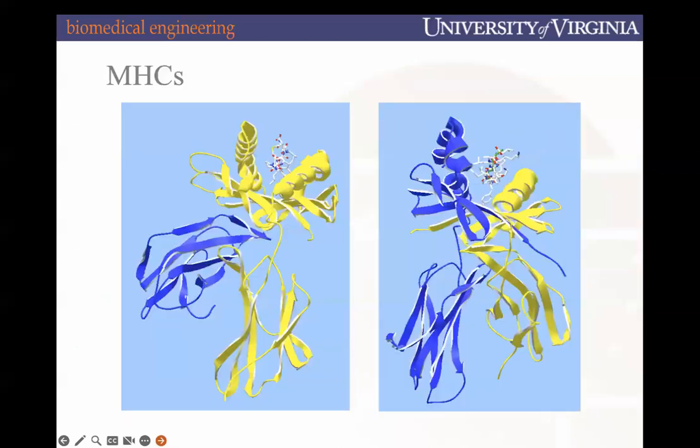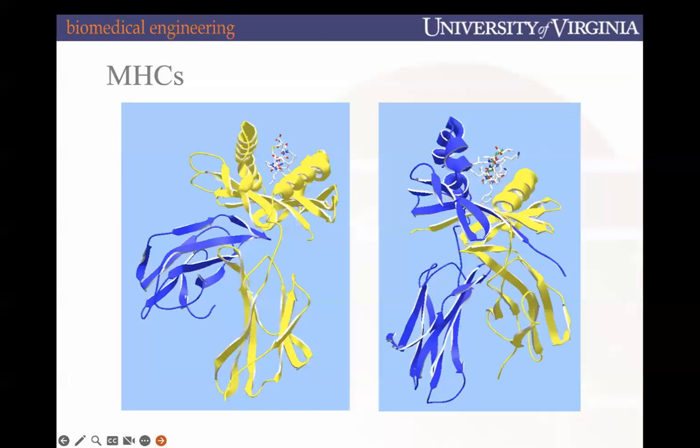When we look at the structure of MHC class 1 and MHC class 2, what they look like and what they can display is a little different. Typically MHC class 1 can display peptides that are about 8 to 10 amino acids long, whereas MHC class 2 can display peptides that are 18 to 20.